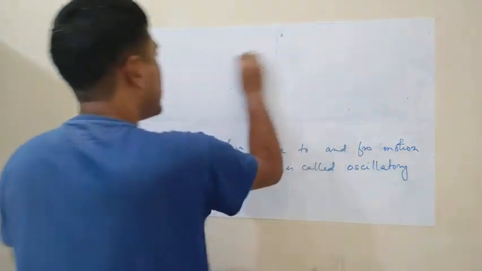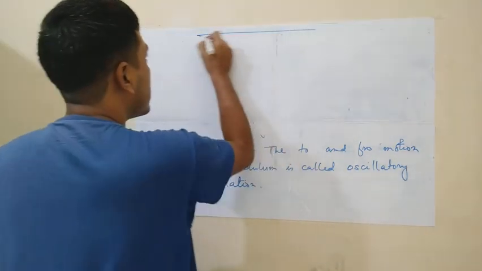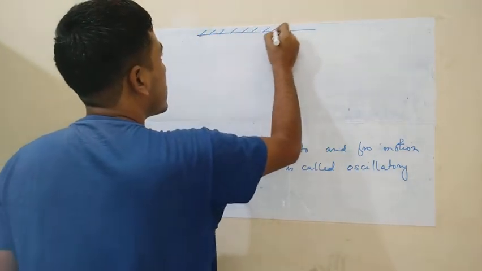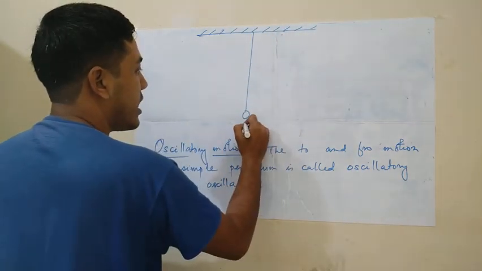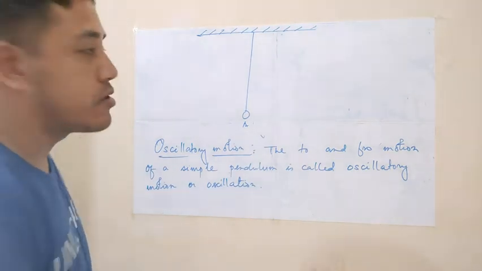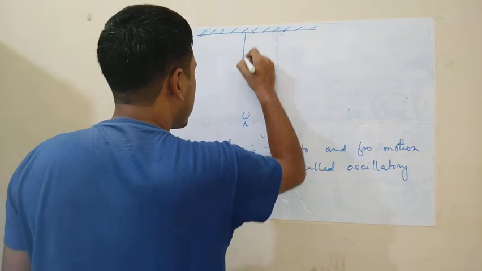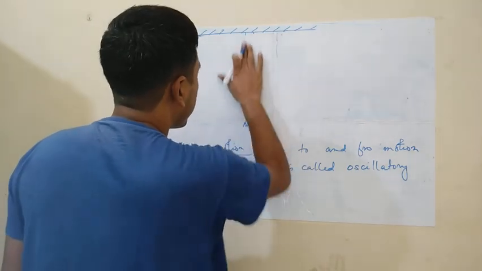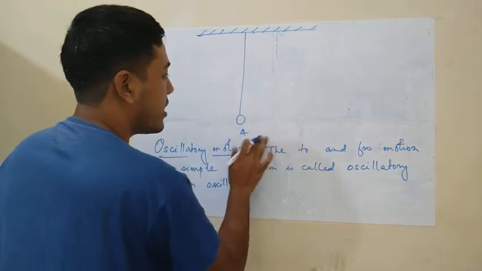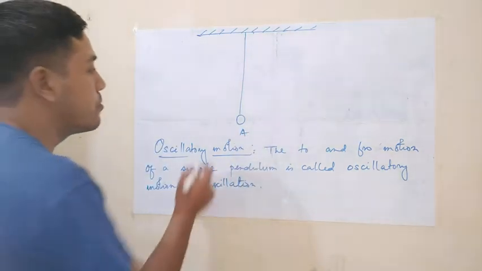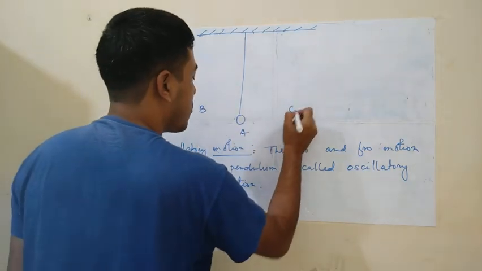What is the to and what is the fro? I will explain. Look here. This is the simple pendulum. This is the A portion. The simple pendulum will move straight. This simple pendulum is in the A portion. It will move towards this one. This is the B portion and this is the C portion.